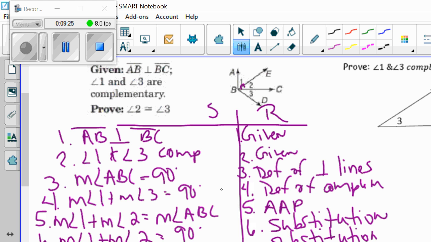Right, so we did 4 proofs together. Those 4 proofs should serve as great guides for you to finish the rest of the proofs. So the rest of this worksheet is your homework.